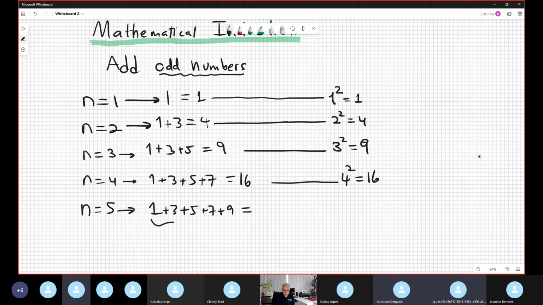This is 16, I did that. And 16 plus 9 is 25. So 5 squared is 25. I cannot do infinity summation. No.